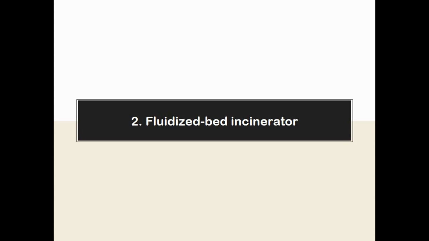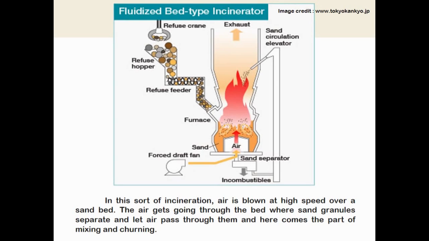2. Fluidized bed incinerator. In this sort of incineration, air is blown at high speed over a sand bed. The air goes through the bed where sand granules separate and let air pass through them, and here comes the part of mixing and churning.